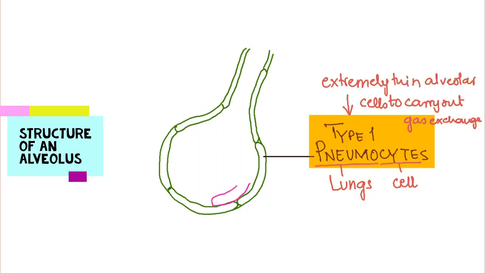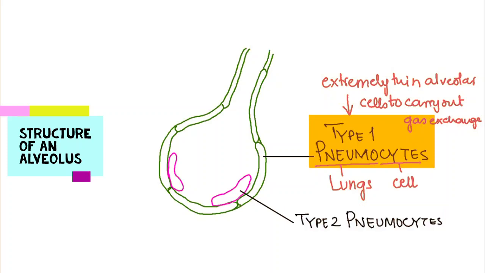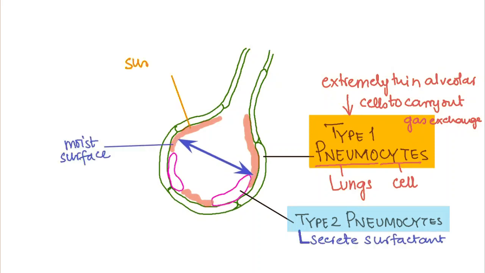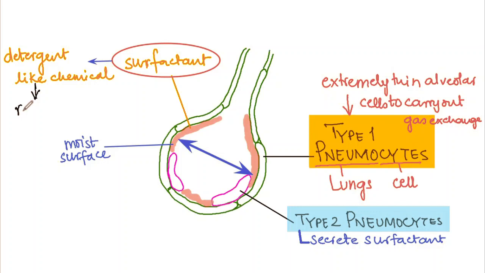On the other hand, there are type 2 pneumocytes inside the alveoli, and these type 2 pneumocytes are specially adapted to produce and secrete a solution containing surfactant. What is a surfactant? Surfactant is a detergent-like chemical, and this keeps the inner surface moistened, and the surfactant released inside the alveolus prevents the alveolar walls from adhering to each other and prevents them from collapsing. So the surfactant reduces the surface tension, so the alveolar walls do not adhere to each other, preventing the alveoli from collapsing.